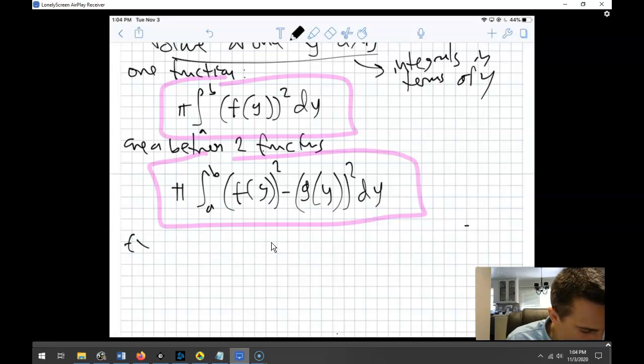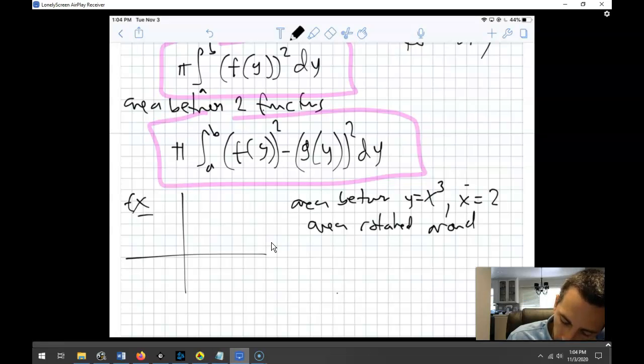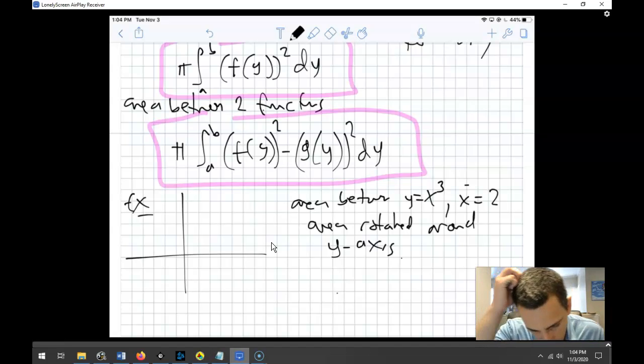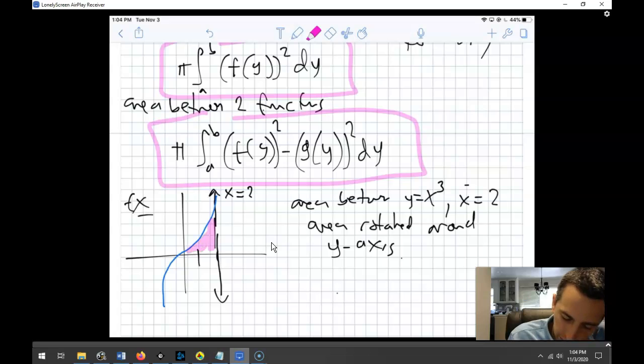Let's say we have the area between y equals x cubed and x equals 2. And that area is rotated around the y-axis. So if we're rotating around the y-axis, x equals 2 is a vertical line, right? That's x equals 2. And then y equals x cubed, we know what that's going to look like. Okay, so it looks like that. And the area that we're going to talk about is this area right here.